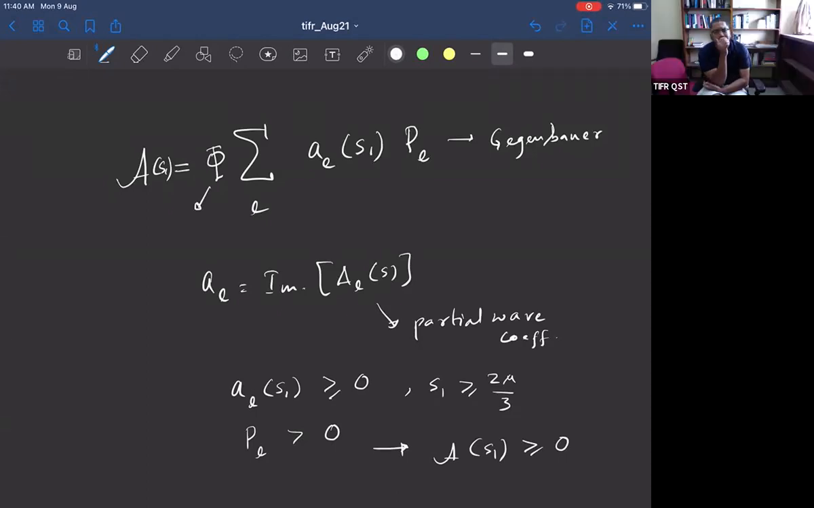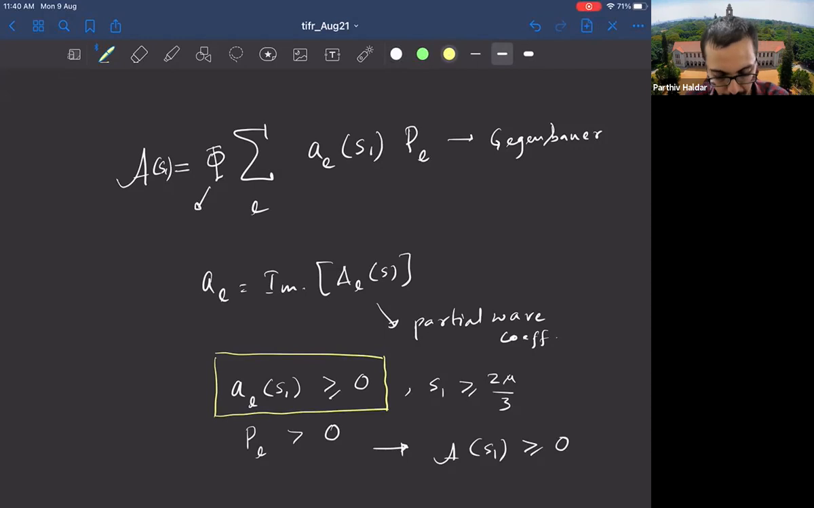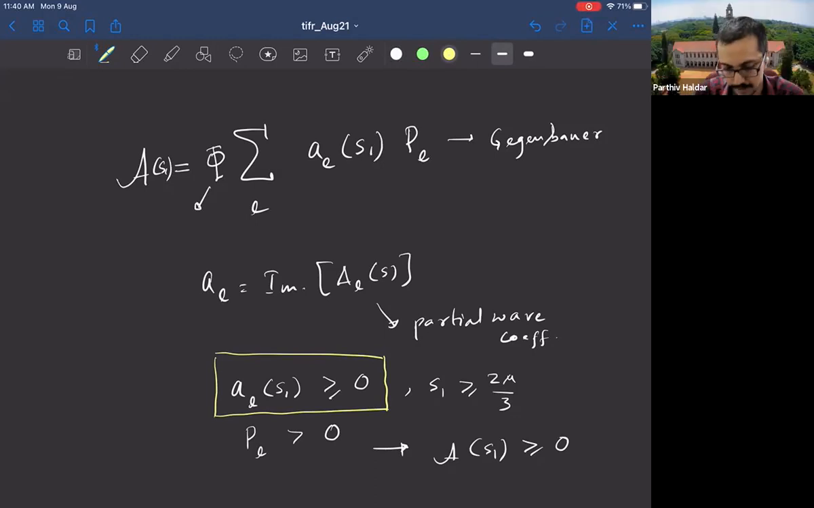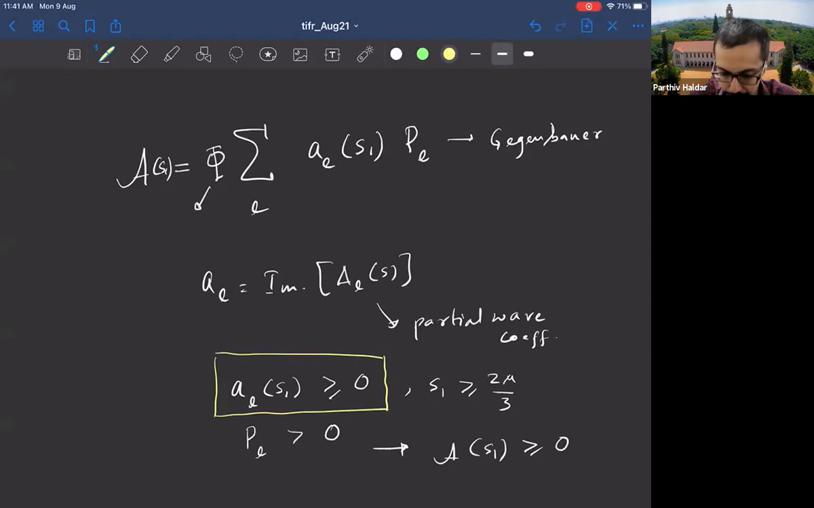But I think what Abhijit was asking is that the important constraint of unitarity enters here through this positivity condition on ALs, which ultimately transfers to positivity of AS1. The Gegenbauer polynomials are positive precisely in the unphysical region, right? Yes, cos theta is greater than 1. That is the region of relevance for me.